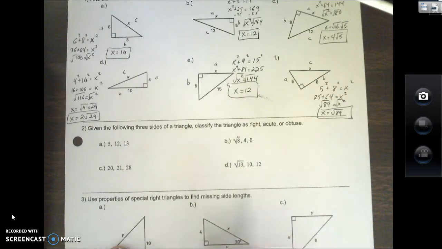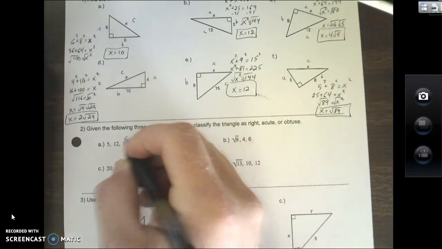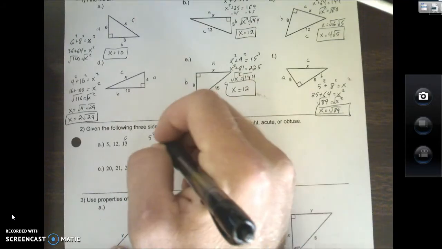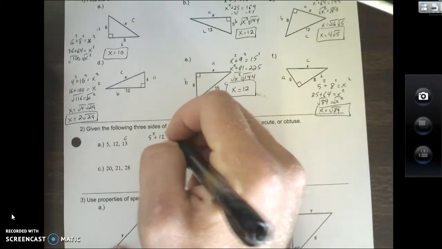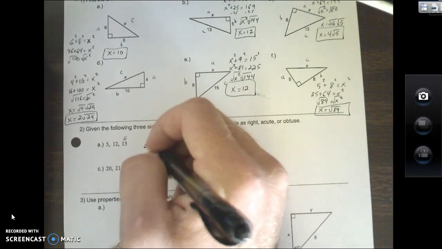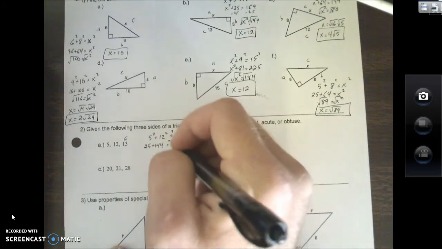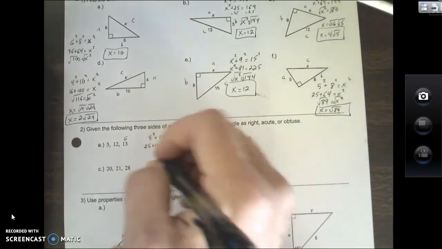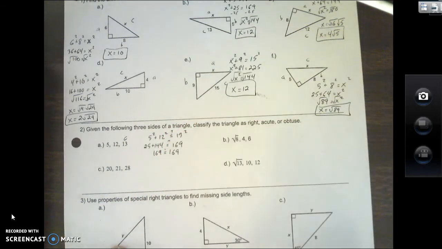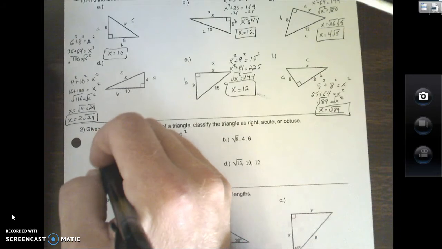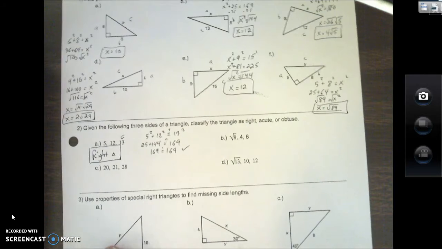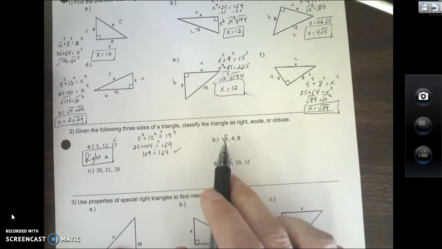The hardest part about all of these is you have to pick the largest side. The largest side is just the biggest number, c. And I'm basically running Pythagorean theorem to see what my outcome is. 5 squared plus 12 squared, see if it equals 13 squared. So we're looking at 25 plus 144. Does that equal 169? In fact, it does. So because 169 equals 169, this would be a right triangle.